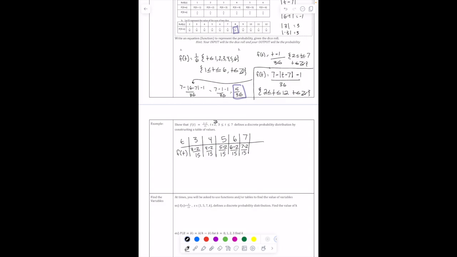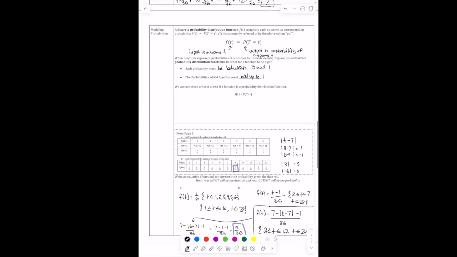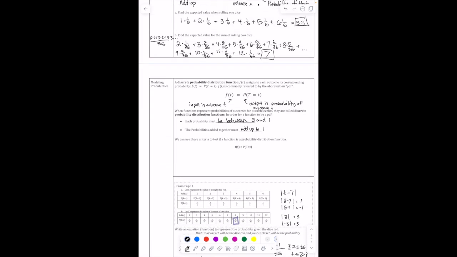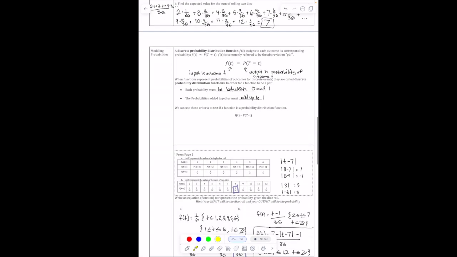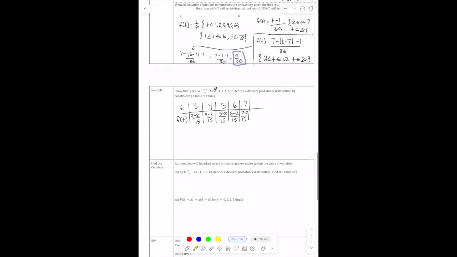Now what we need to do is verify, if we look back, what does it take to be a probability distribution? Each probability must be between 0 and 1, and the probabilities have to add up to 1. If the probabilities add up to 1, that first one is going to be true, unless there are negatives, which wouldn't make sense because we can't have negative probabilities either. But let's simplify these a little and show that they add up to 1.